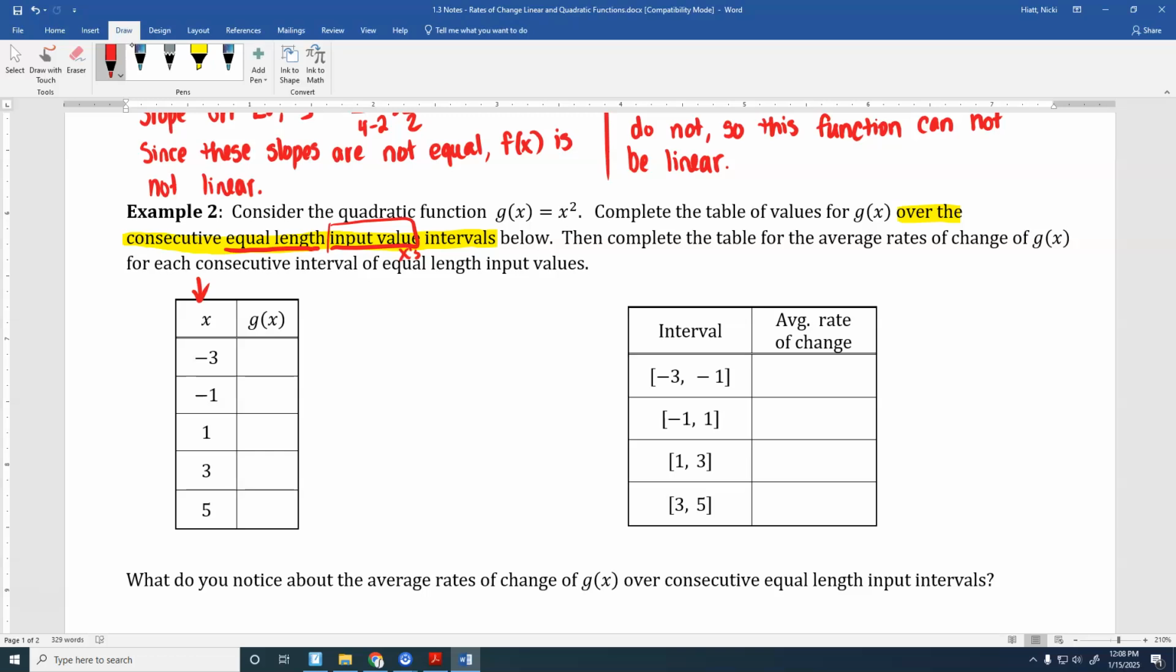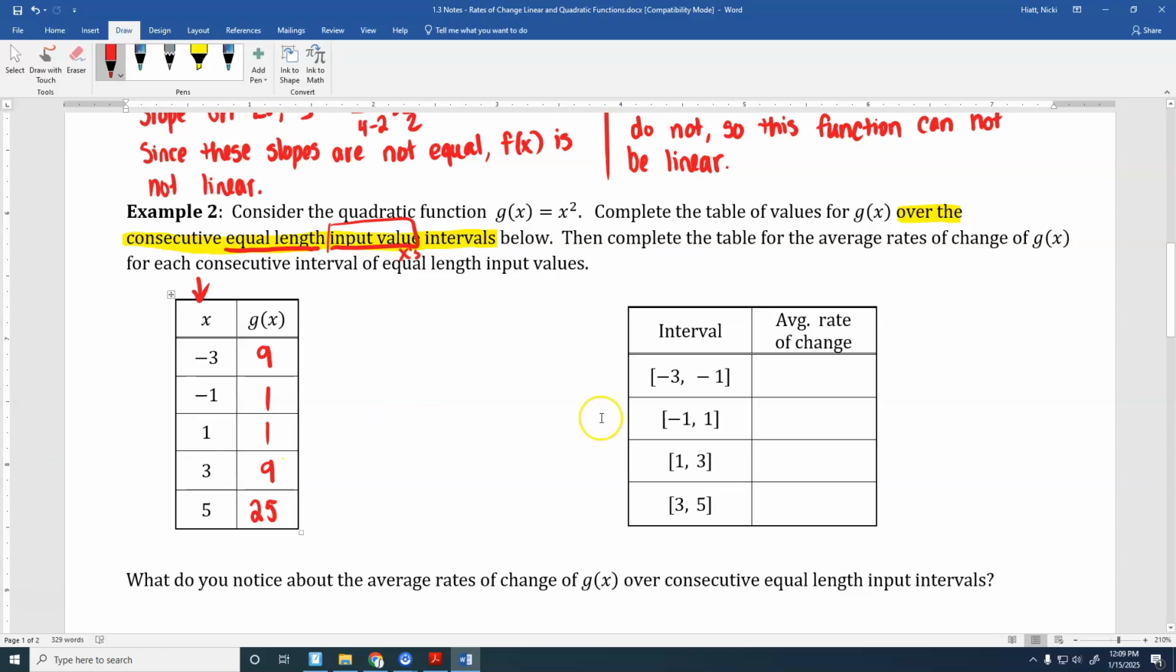So we're going to complete these two tables that they have here for the consecutive interval of equal length input values, right? And can we all agree we have consecutive equal length input values? We're going up by 2 in between each one of these when we go to the next x value. So negative 3 squared is 9. Negative 1 squared is 1. 1 squared is 1. 3 squared is 9. 5 squared is 25, right? They gave us a pretty easy one to plug into. These are our input values.